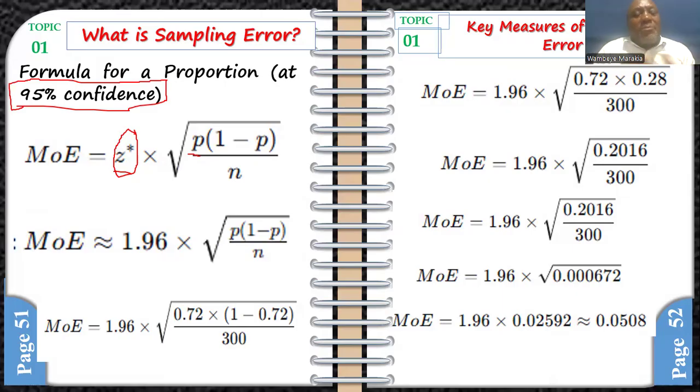As we'll be seeing later, P is the proportion of the population that we are studying or reporting on. The proportion of the population, in this case, might be 72%. When you convert this 72% to a fraction, it's 0.72. So you take the proportion, then 1 minus the proportion, divided by N.